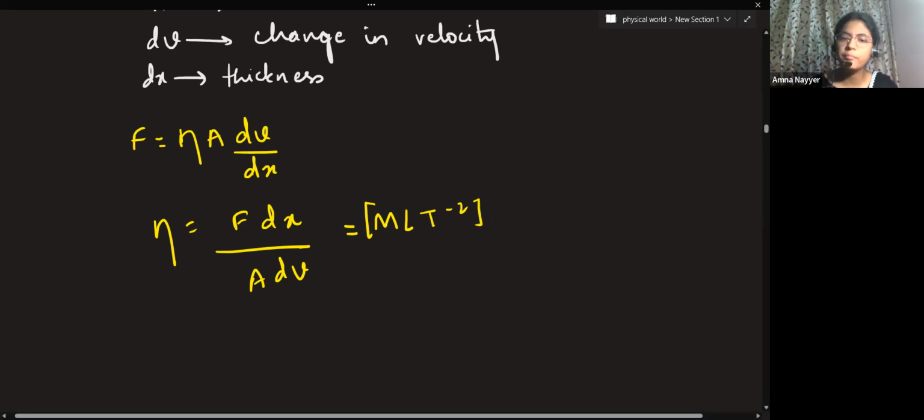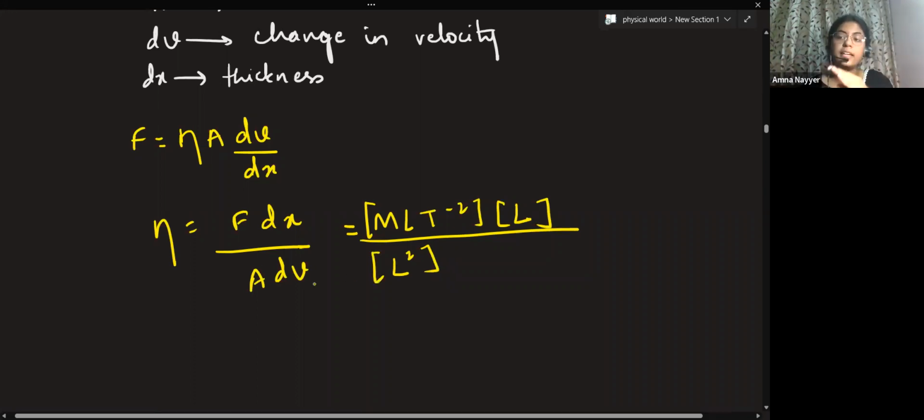Now distance, this is thickness. This can be written as the length. Area we have done. It is the square of length, that is L to the power 2. Velocity is distance divided by time. If time goes on the numerator side, that becomes T to the power minus 1. This is what you have.